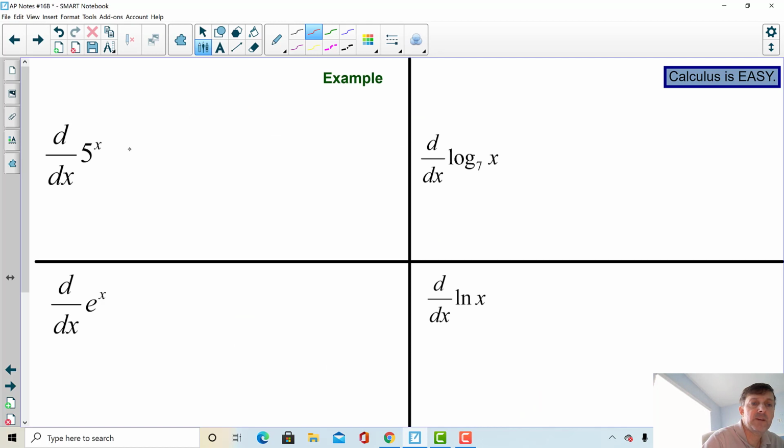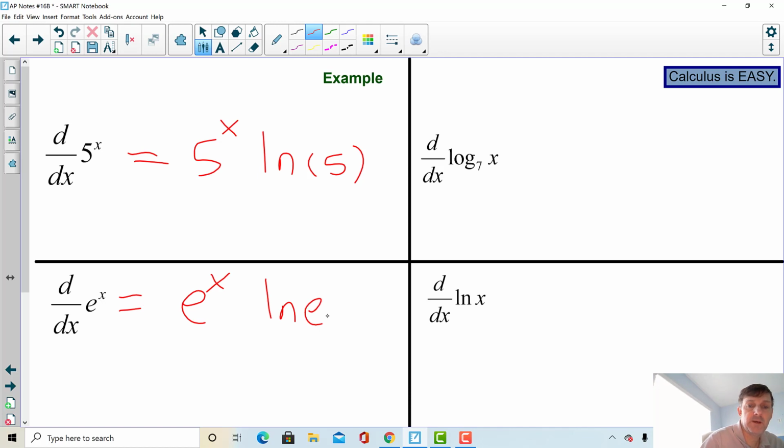Okay, derivative of 5 to the x is going to be 5 to the x, and then ln of 5. Derivative for e to the x is e to the x, and ln of e, but ln of e is just 1. So really you just get e to the x.